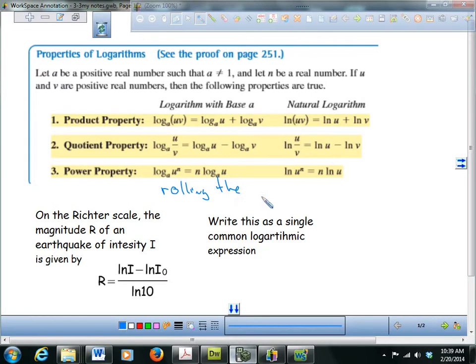Rolling the log. And if you're interested in the derivations of these, you could look them up in the appendix, or if you don't care, you just want to know what it's from. So I could take this and put it in front, and it's equivalent to this. And that's a very useful thing to do when you're solving problems, okay? When you're solving for an exponent.